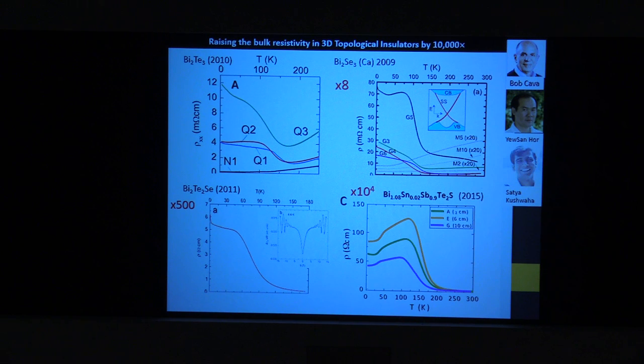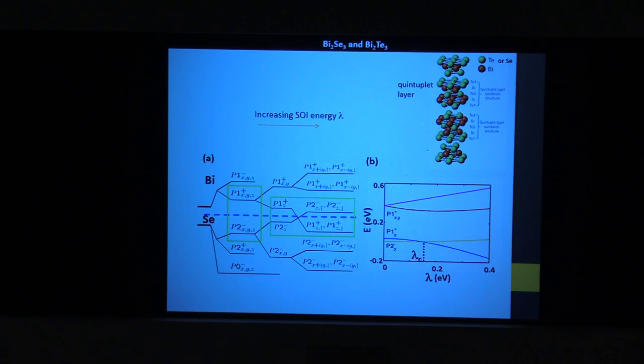Then Bob went back to the books and he came up with this new compound. Now it's 3 elements. So all these families are based on quintuple layers. The red balls are the bismuth, and they are always sandwiched between 3 planes of the chalcogenide, tellurium or selenium.